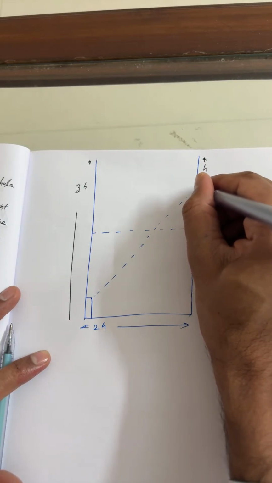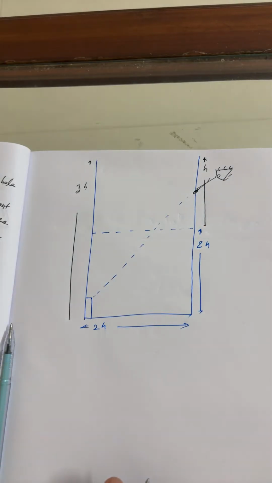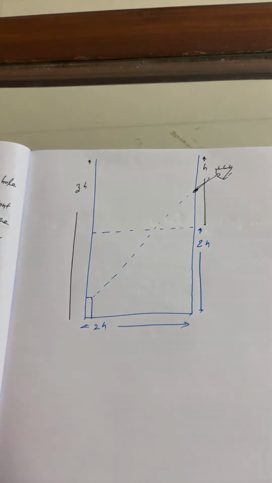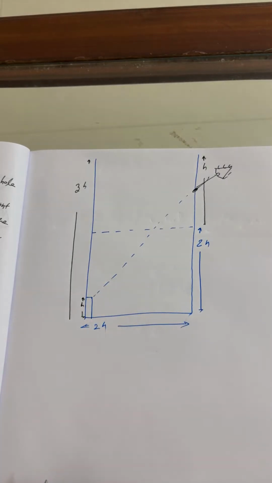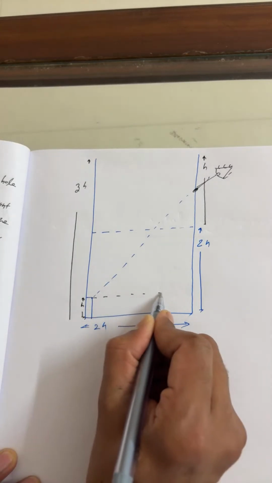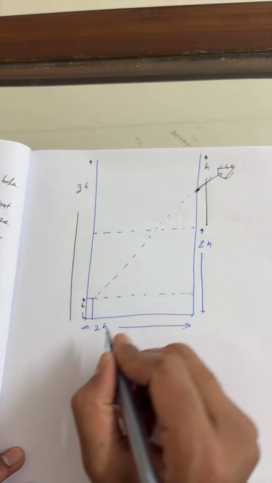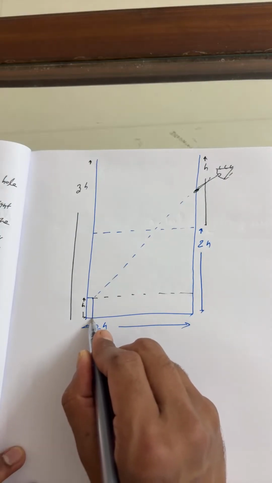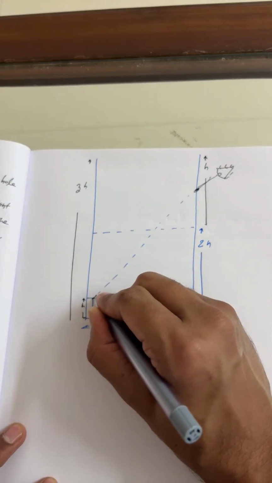This length is h. Somewhere there is a pinhole, and there is an observer here. This question is good to discuss. This remains h, so we can see carefully that this is h. This distance remains h only. This distance also remains h only. Because the man wants to see the rod, the bottom part, how can they see it?